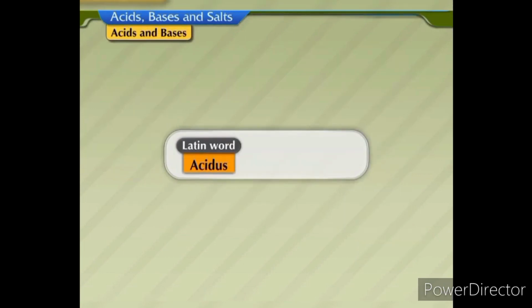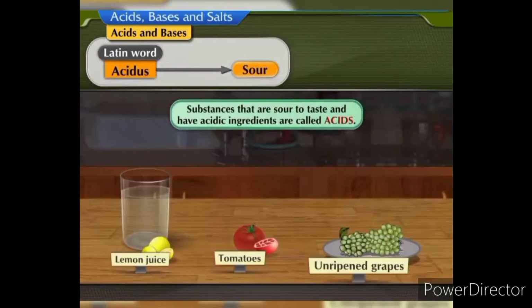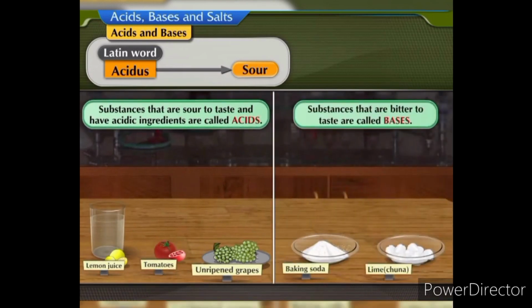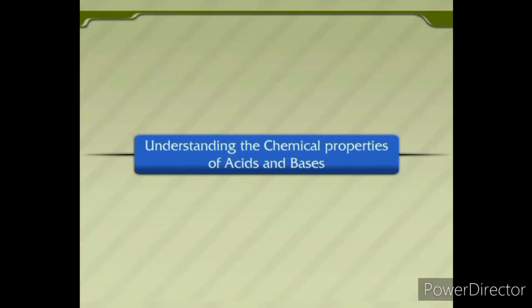Acids and bases. The Latin word acidus means sour. Substances that are sour to taste and have acidic ingredients are called acids. Chemical substances that are bitter to taste are called bases. Understanding the chemical properties of acids and bases.